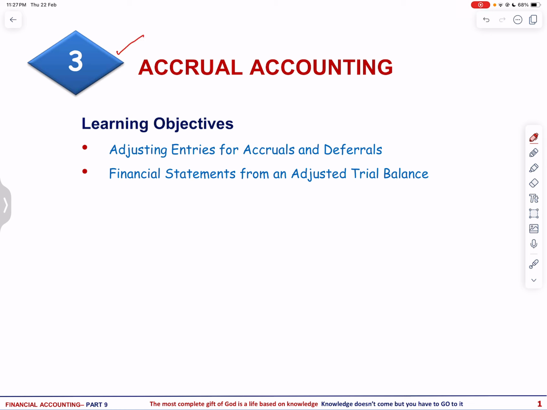We will solve exercises on adjusting entries for accruals and deferrals, and we will also prepare financial statements from an adjusted trial balance.